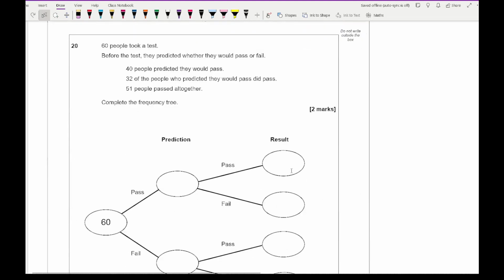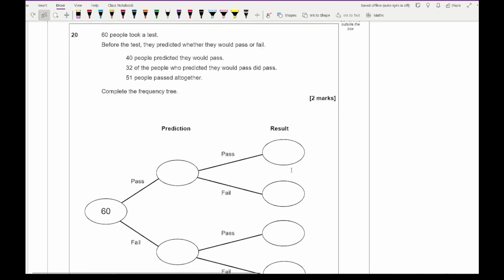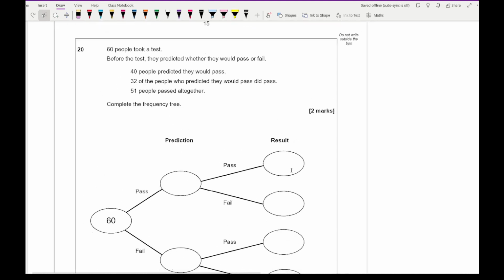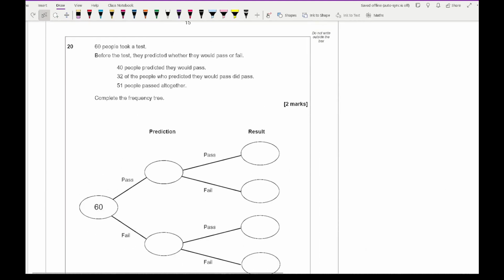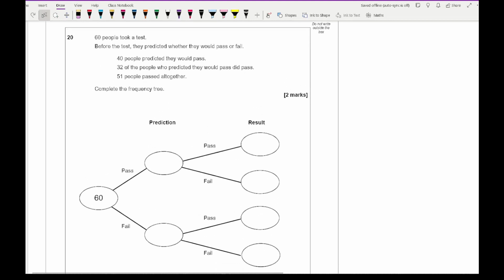Moving on to question 20, it says 60 people took a test. Before the test, they predicted whether they would pass or fail. And we've got 40 people predicted they would pass. 32 of the people who predicted they would pass did pass. And 51 people passed altogether. So let's first of all use this information to complete the frequency tree. Let's first get all that information and the diagram on screen.